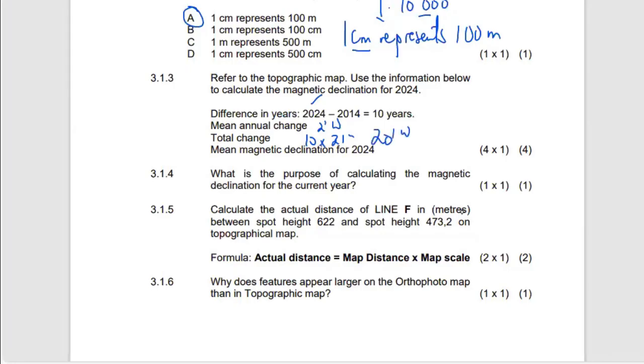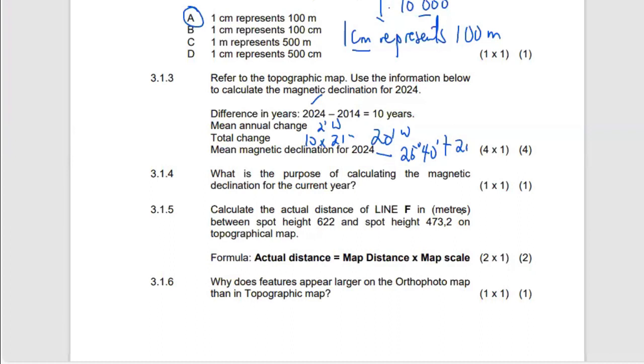So when you are now getting magnetic declination for 2024, you are saying the angle which was there, let's say, for example, in 2014, on the map information, maybe the angle was 25 degrees 40 minutes. You are now adding the total change. From 2014 it was 25 degrees 40 minutes, but from 2014 to 2024 it has further changed by 20 minutes to the west.